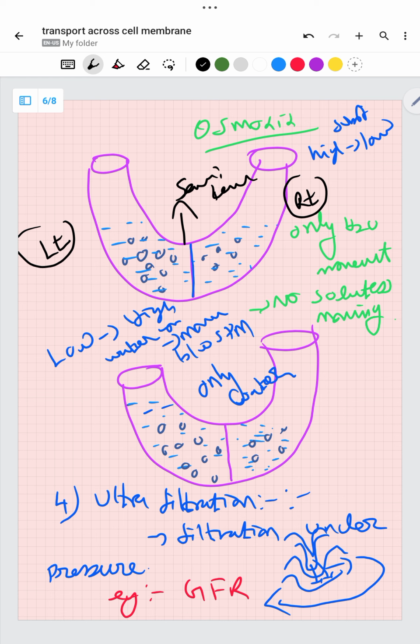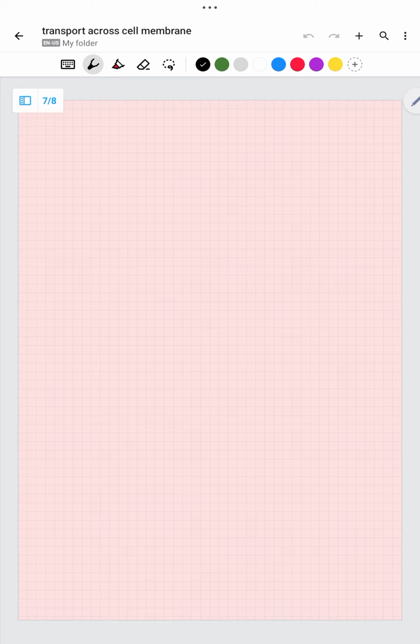முடிஞ்சு. Then ultrafiltration. Ultrafiltration means filtration under the pressure. Filtration under the pressure is called ultrafiltration. Example, GFR, glomerular filtration rate. அதுதான் வந்து ultrafiltration.